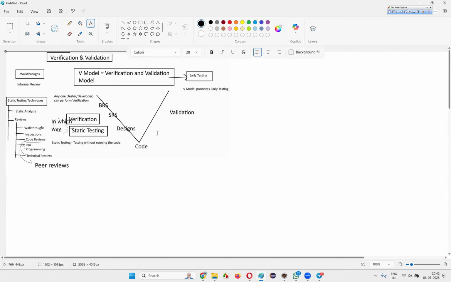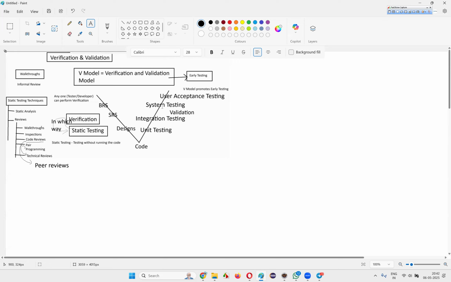Under validation, once the code is built, we'll do unit testing as part of validation testing. Another one is integration testing. Then we have something known as system testing. And the last one is UAT, or user acceptance testing. You need to understand UAT, or user acceptance testing.